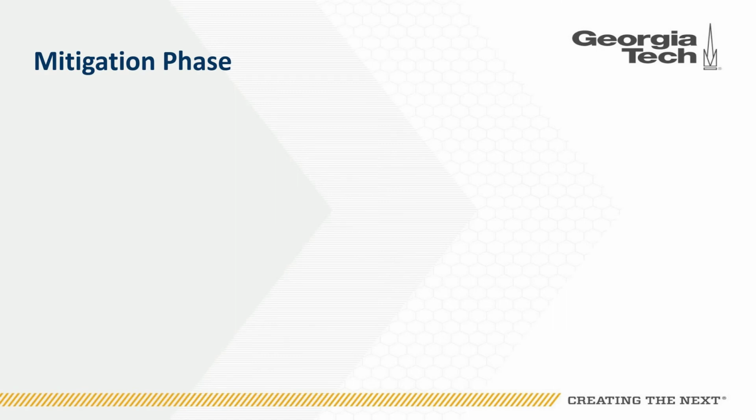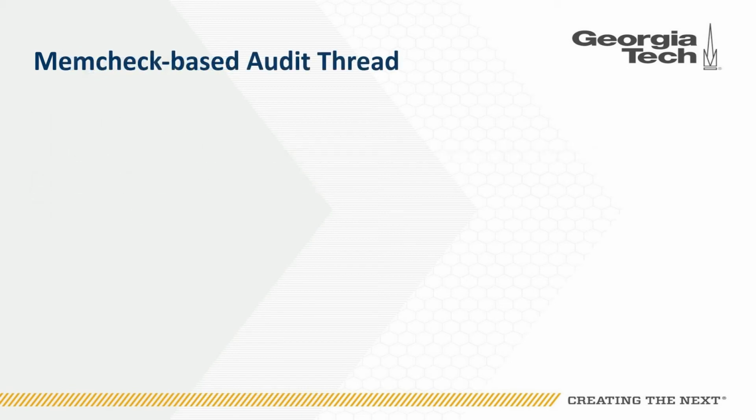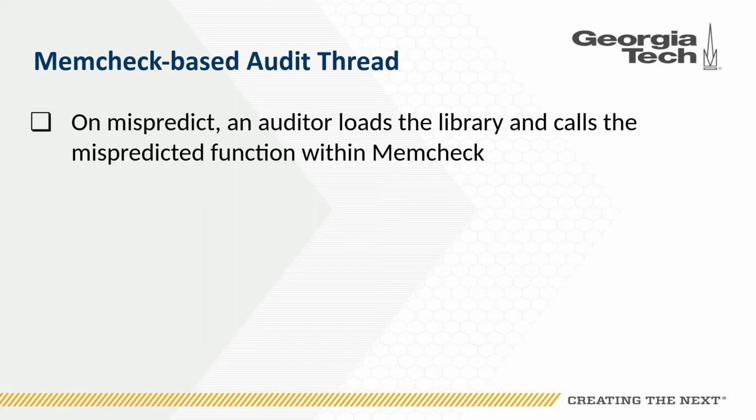When the call flow does not match the prediction, there are different ways to handle it, each appropriate to different circumstances. For example, we can kill the process, restore from a previous VM checkpoint, use forensics on a core dump, or run an audit thread. We looked most closely at how parallel audit threads could be used with BlankIt. In this scheme, there's a parallel audit thread that handles mispredicts. When one happens, it loads the library and calls the mispredicted function within Valgrind's memcheck.